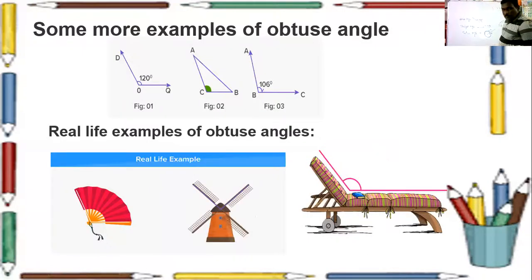What are the examples of the obtuse angle? Real life examples. You can see the shapes wherever you have more than 90. You can see the obtuse angles.